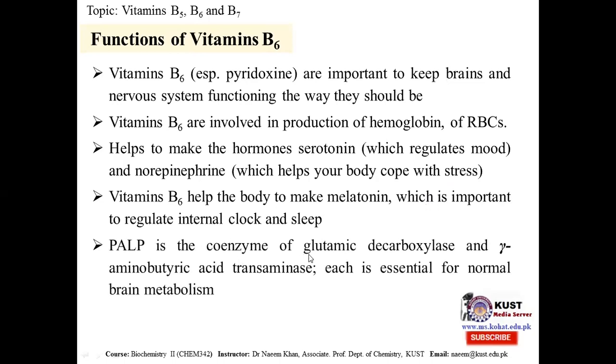Pyridoxal phosphate is the coenzyme of glutamic decarboxylase and gamma-aminobutyric acid transaminase. Each is essential for normal brain metabolism. In the earlier slide, we discussed that pyridoxal phosphate and pyridoxamine phosphate are the two important forms of vitamin B6 occurring in animals. Among them, pyridoxal phosphate is the important coenzyme for glutamic decarboxylase and gamma-aminobutyric acid transaminase, two important enzymes that are very important for brain metabolism.